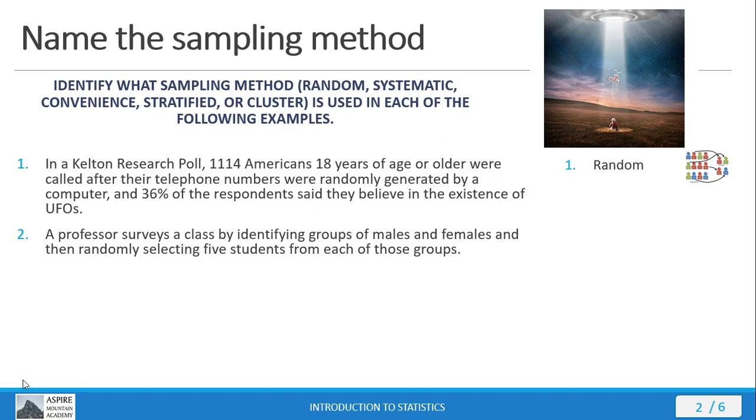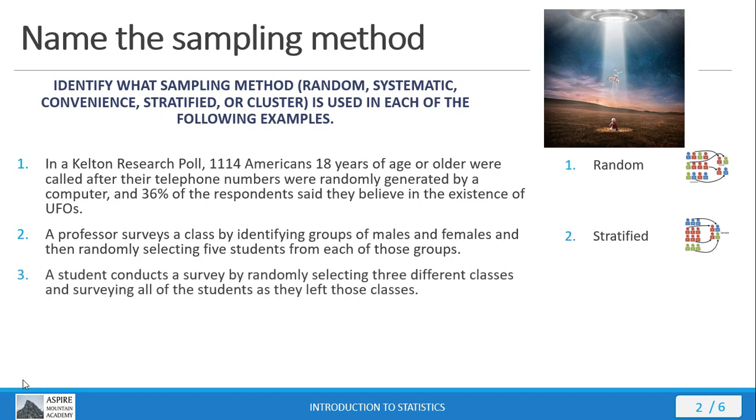A professor surveys a class by identifying groups of males and females and then randomly selecting 5 students from each of those groups. What do we have here? Well, this is stratified sampling. You're dividing the population into groups based on some characteristic, in this case gender, and then you're selecting at random from each of those groups that are called strata. Okay, what about this one?